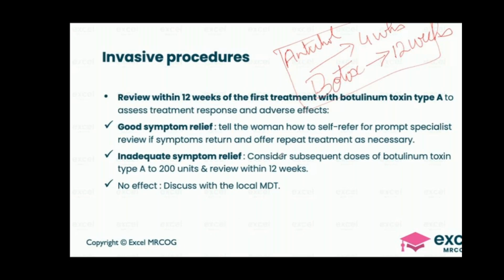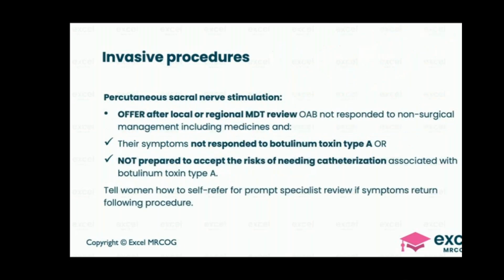So if there is good symptom relief, you can tell her to go back and come whenever necessary. If she gets symptoms again, you can treat. However, if there is inadequate symptom relief, you can consider another dose of botulinum and increase the dose now to 200 and review again in 12 weeks. Okay, is that clear? Inadequate, you can increase the dose, and review within 12 weeks. If it is adequate, you tell her that she can come back if symptoms occur, and then you can consider treatment with the same dose. Okay, that is what it is.